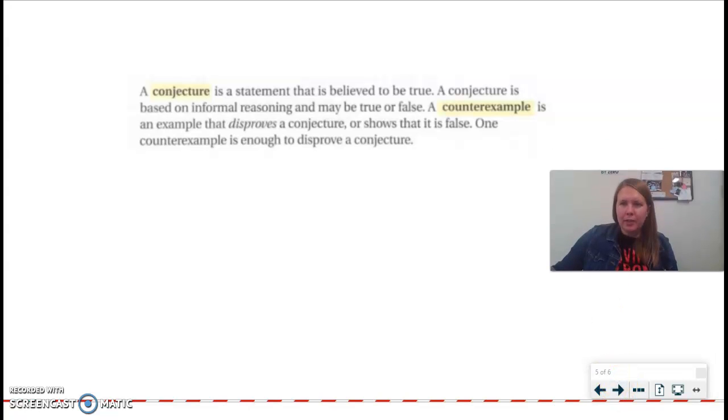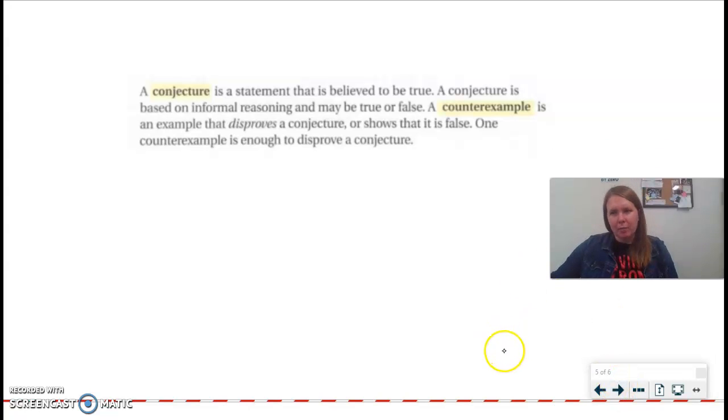All right, so we're going to start talking about counterexamples. Let's take a look at this part. It says a conjecture is a statement that is believed to be true. A conjecture is based on information and reasoning and may be true or false. A counterexample is an example that disproves a conjecture or shows that it is false. One counterexample is enough to disprove a conjecture.